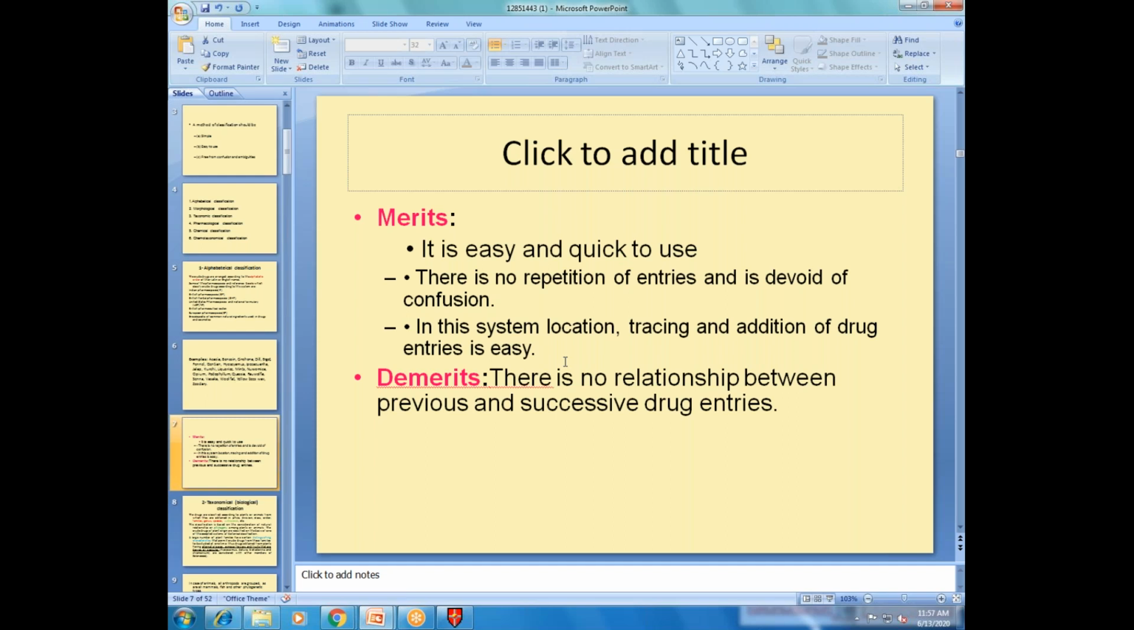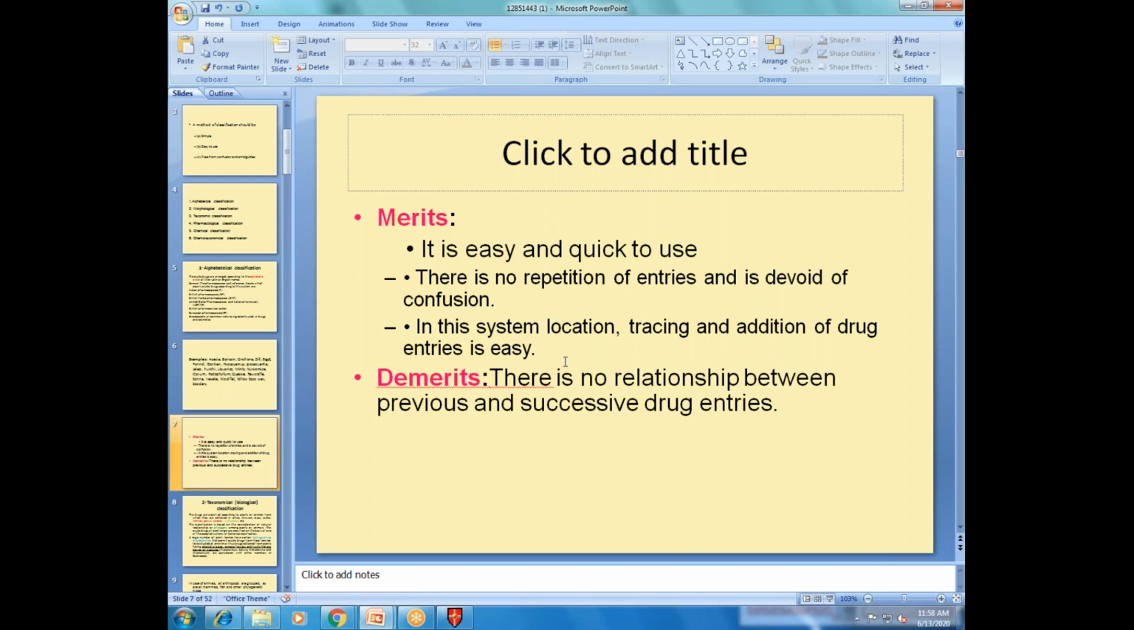There is no repetition of entries and it is devoid of confusion. Acacia will never get repeated. If it is Cinchona, one drug, that's it. But in other systems of classification, definitely a drug will get entered in two different categories, and that causes confusion. Whereas in this system, it is easy, quick, with no repetition, and location, tracing and addition of drug entries is always easier.